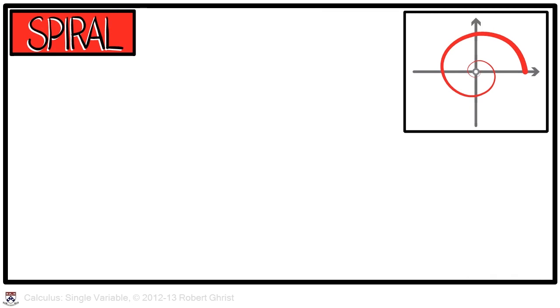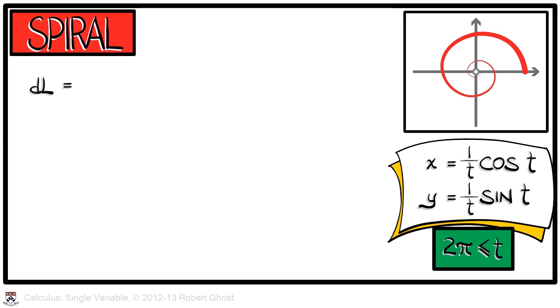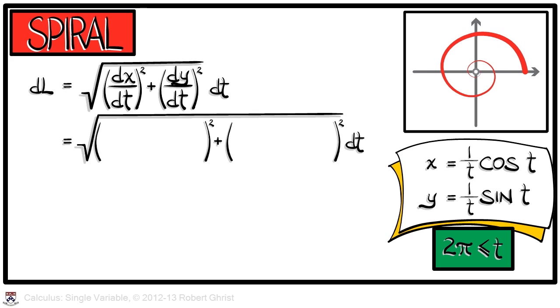Let's take a look at an example involving a spiral. We're going to use a parametric representation, like we did for the circle, but with a 1 over t coefficient out in front that causes you to spiral in as t increases. We'll let t begin at 2 pi so that we start to the right. The length element in this parametric case is the square root of (dx/dt) squared plus (dy/dt) squared, dt.